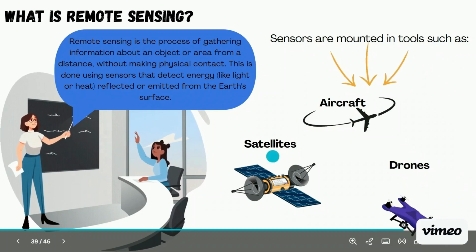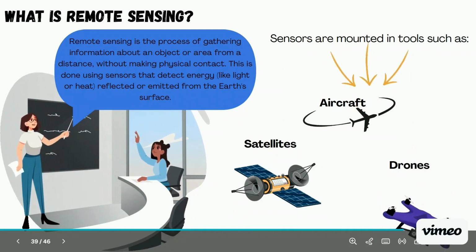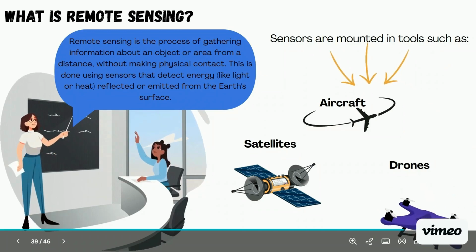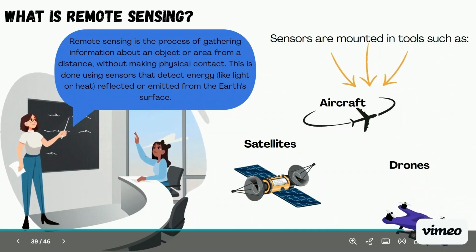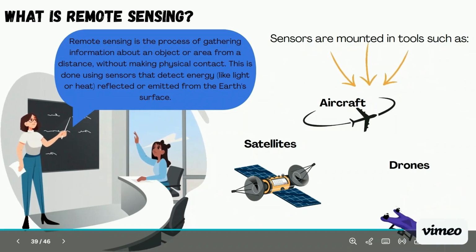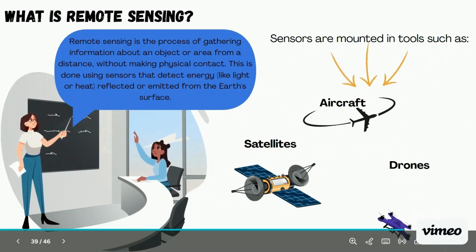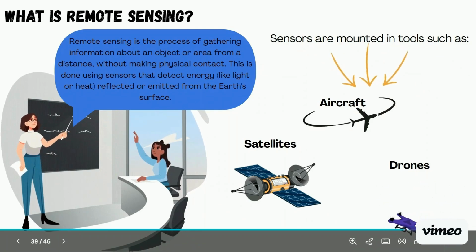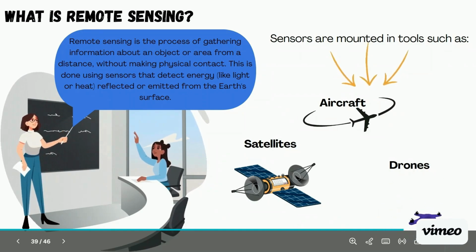When it comes to satellites, the satellites orbiting the Earth provide large-scale regular images. When they use drones, the drones can fly at low altitudes for more specific data. And your aircraft captures detailed images from above using cameras or infrared scanners. So in simple terms, remote sensing is like taking a picture of Earth from above to study what's happening on the ground.